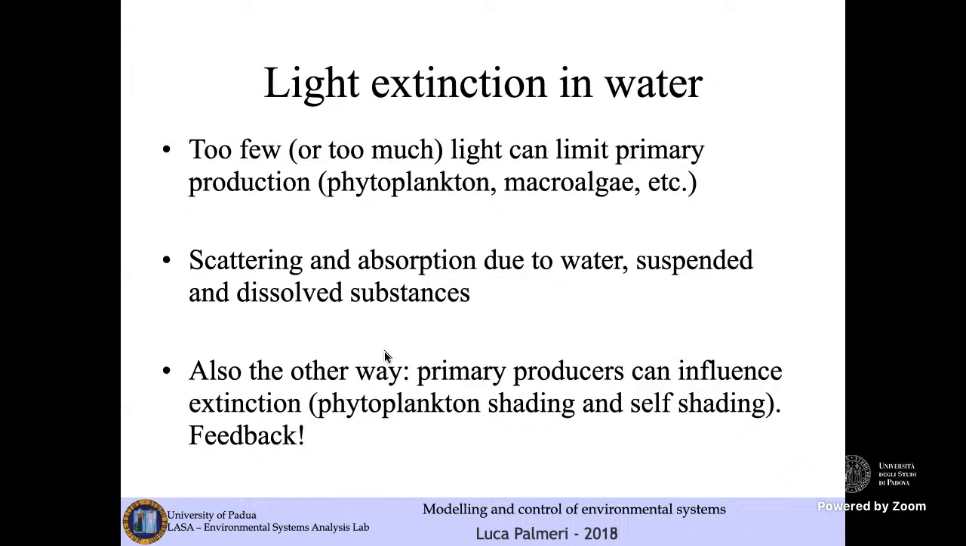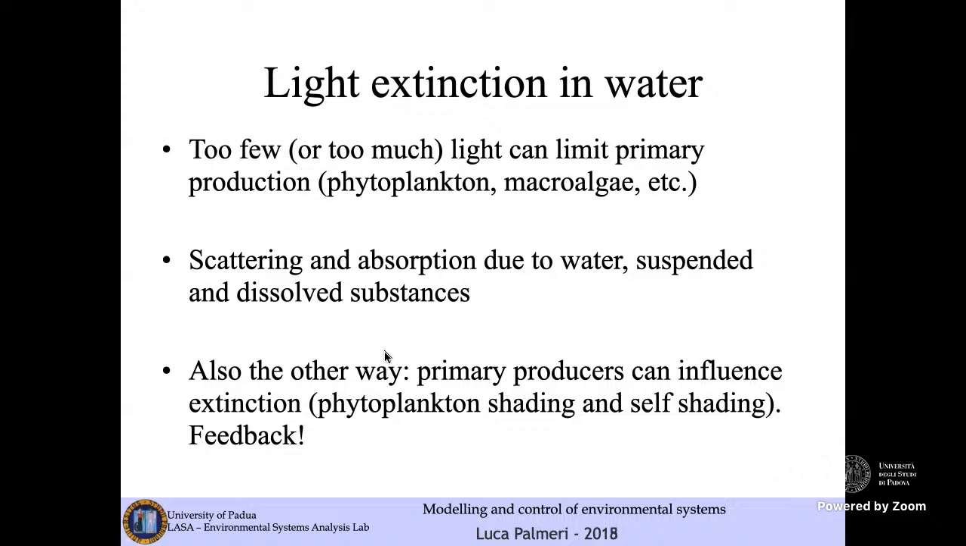Now let's go into some more details. How can we make this model more precise? For example, let's focus on the water ecosystem. We may recognize that too little, or in some conditions even too much, light can limit primary production. And as you know, our focus is on primary production, meaning on phytoplankton growth or macroalgae that are primary producers.